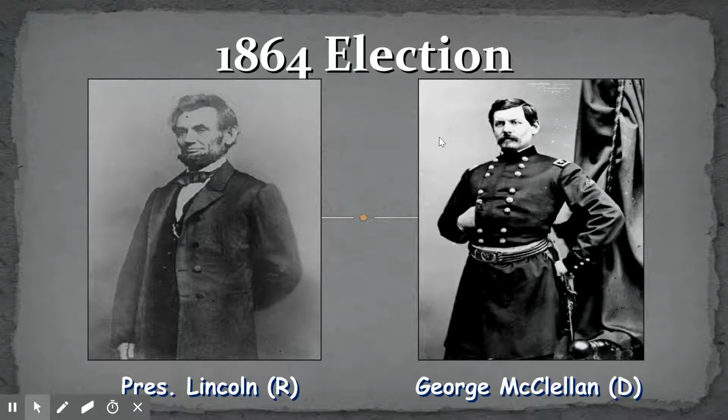In the 1864 election, President Lincoln will run against George McClellan. If you recall, he used to be one of Lincoln's generals. Lincoln actually fired him, more or less, let him go. He wasn't a very good general. He didn't possess that common sense or the leadership skills needed to bring success to the North.